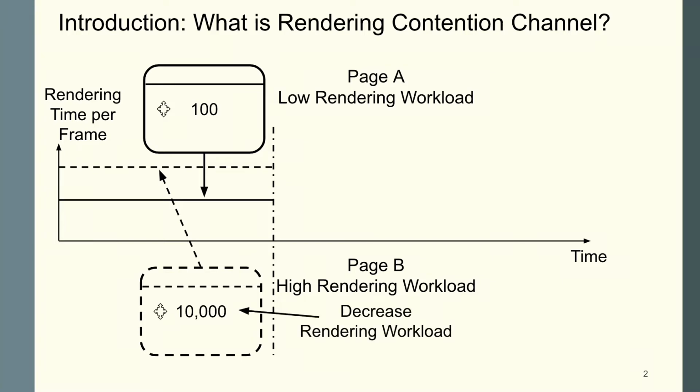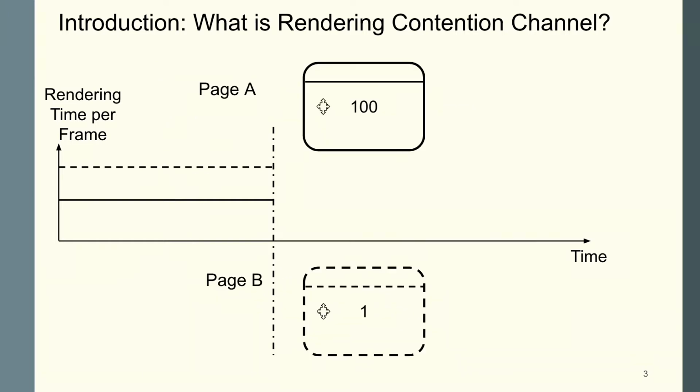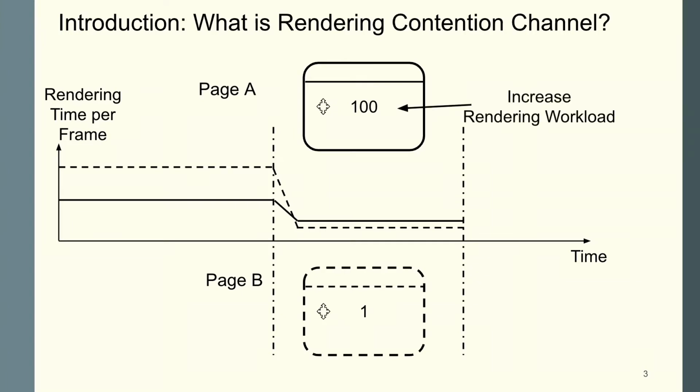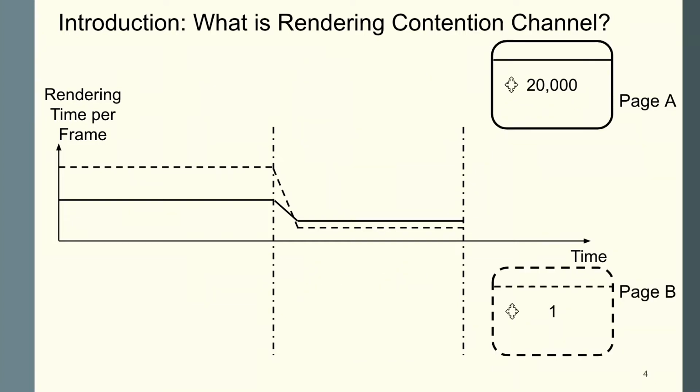After that, when page B decreases the rendering workload from 10,000 to 1, the rendering time of page B will become lower. Also, even if page A has a stable workload, the rendering time of page A will still become lower. When page A increases the rendering workload from 100 to 20,000, both page A and page B rendering time will become higher.